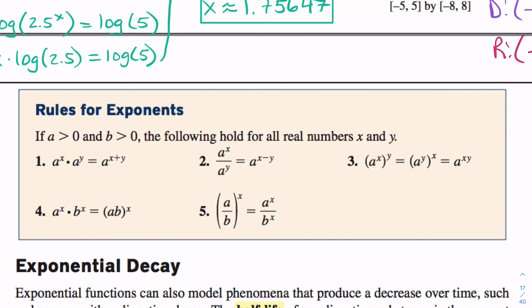Remember, you can cross these out. If you have a couple up here, you cancel with a couple down there, and you have your remainder. You write it in either the numerator or denominator, depending on which one has more.